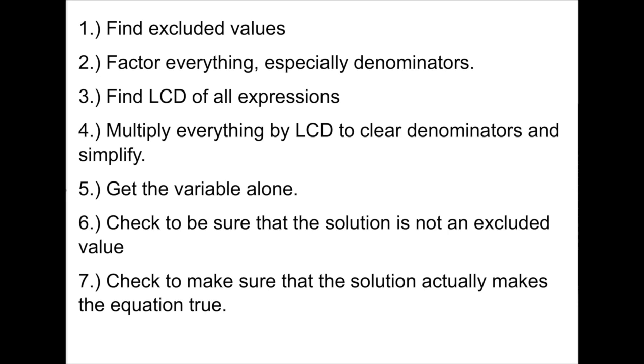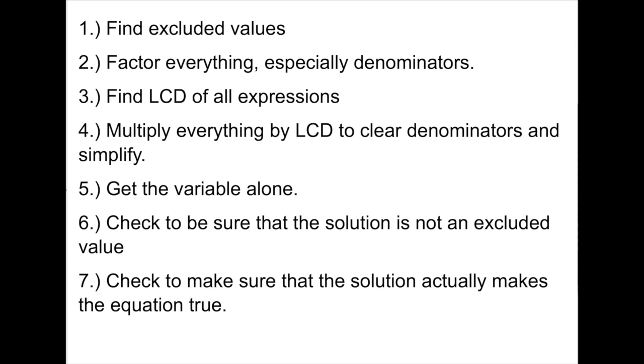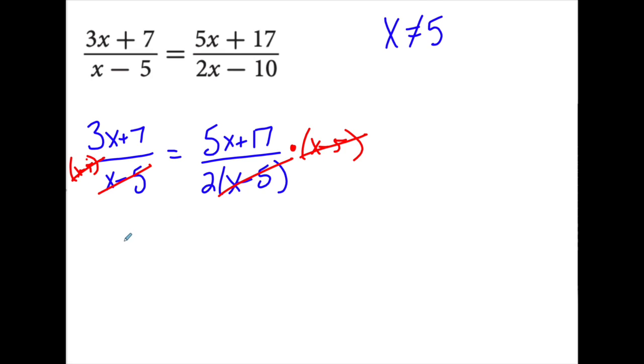Okay, now I'm going to do step 4, multiply everything by the LCD. So I'm going to come in, I'm going to multiply this by x - 5, and on the right, I'm going to multiply by x - 5, and that will clear this, and this, the 2 will remain. Okay, see, that's canceled. Now we're going to get the variable alone, because all that's left is 3x. So see how magnificent this is? Once the denominators are cleared, this is essentially all that's left. Now multiply by 2.